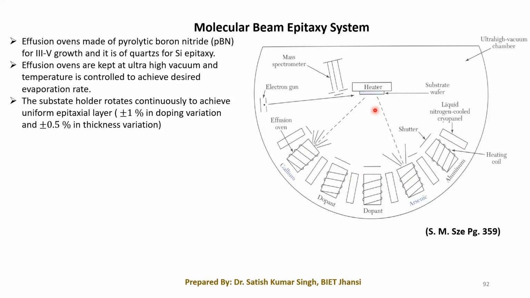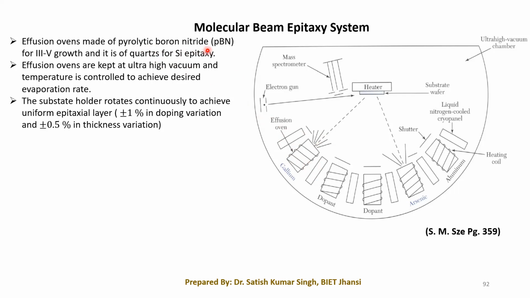Now one more thing that we have to keep in mind, these effusion ovens. These are also called diffusion ovens. You can say diffusion cells, and they are also called knudsen cells. These are the different names that this particular chamber has. This is actually made up of pyrolytic boron nitride. This is made up of pyrolytic boron nitride.